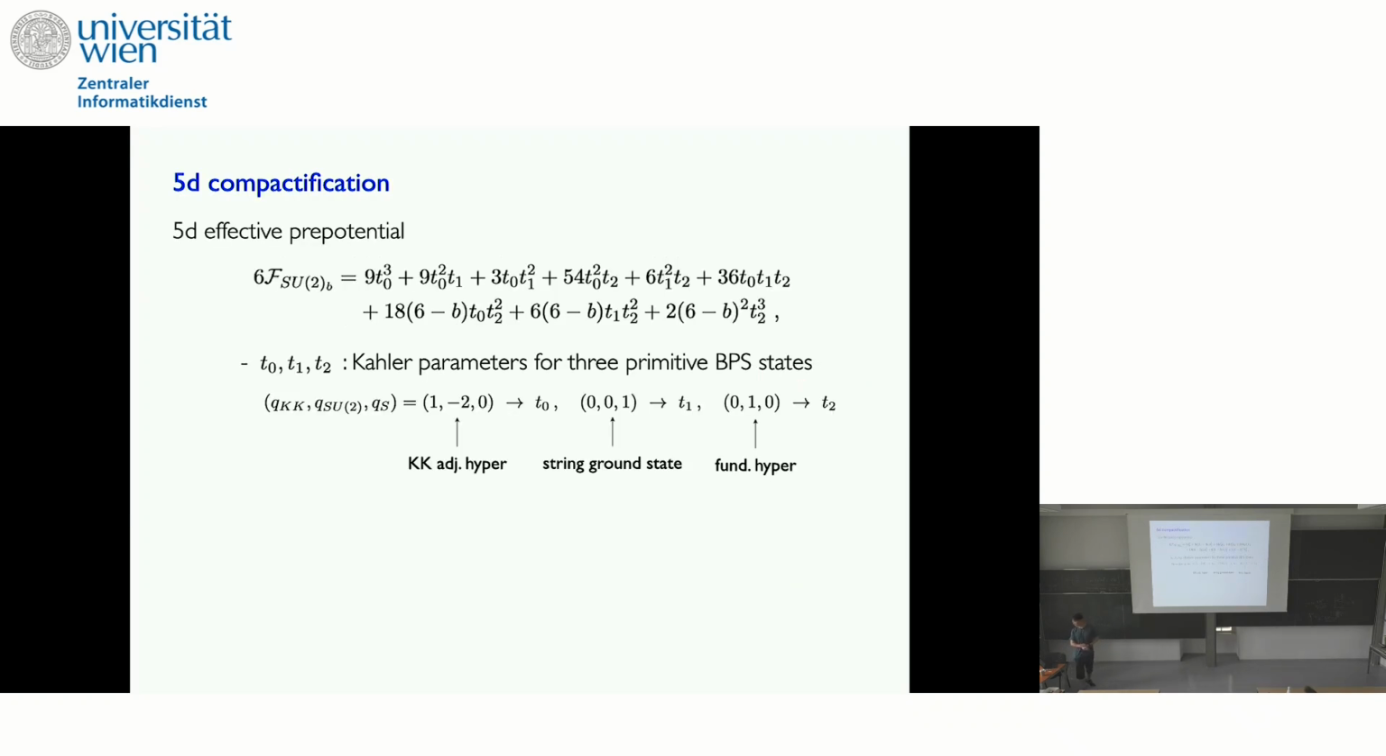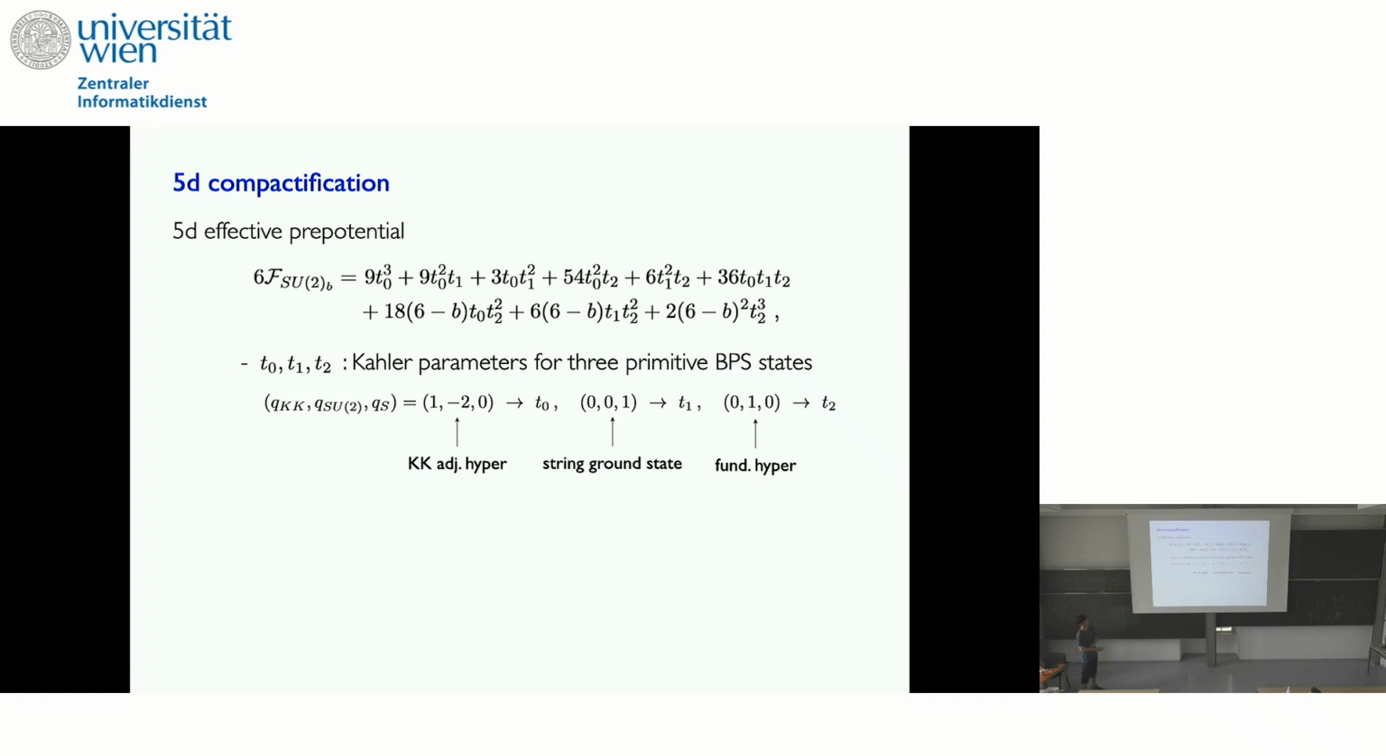Okay, we can first compactify to 5D and compute the 5D effective prepotential. That is this one. Here we use the 3 Kahler parameters. Actually, they are Kahler generators corresponding to the 3 primitive BPS states. If this theory has a geometric realization, primitive states correspond to the Mori generators. Okay, so QKK means KK charge, and QSU2 corresponds to the SU2 Cartan charge. Here, QS corresponds to the string number.